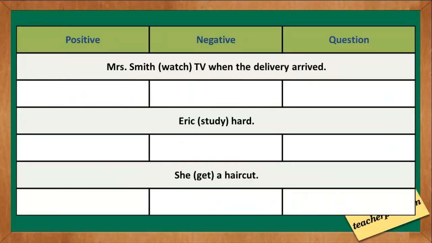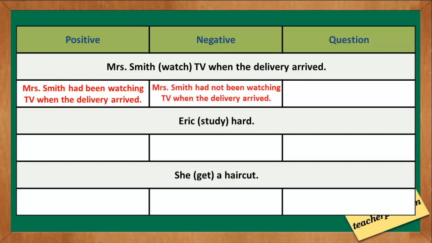The next one. Mrs. Smith watched TV when the delivery arrived. Watch is the verb. The correct positive statement is Mrs. Smith had been watching TV when the delivery arrived. The negative statement is Mrs. Smith had not been watching TV when the delivery arrived. And the question is, had Mrs. Smith been watching TV when the delivery arrived?